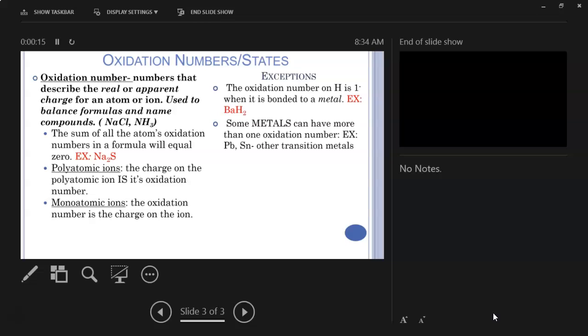Our second exception is some metals, and it's only metals. It has nothing to do with non-metals. Some metals have more than one oxidation number. I'll let you write this down and we'll go to the periodic table. For instance, all the metals in group 1 and hydrogen are always +1. All of the metals in group 2 are always +2. However, there's a handful of metals on the periodic table that don't have just a single oxidation number. Sometimes they have more than one.